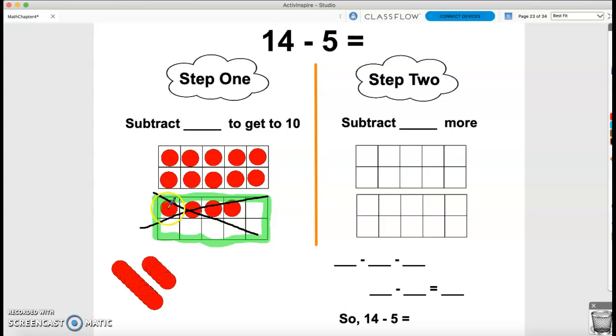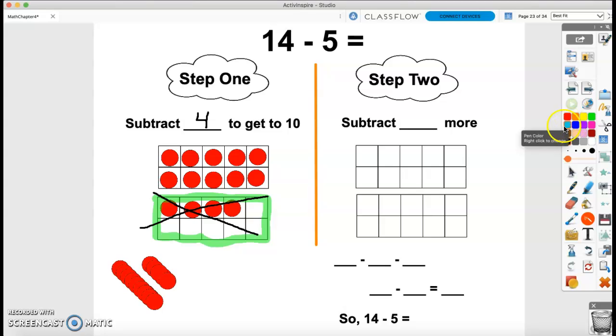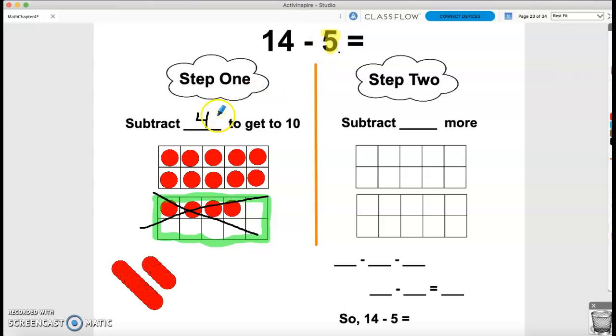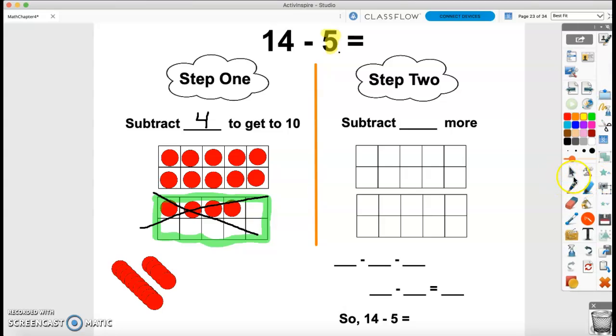So I've taken away 1, 2, 3, 4. So in order to get to 10, I'm going to subtract 4. So now I have to look and I have to see how many more do I need to subtract. So my number that I'm subtracting is 5. So I have to think, I've already subtracted 4. I have to think how many more will I need to subtract to make 5.